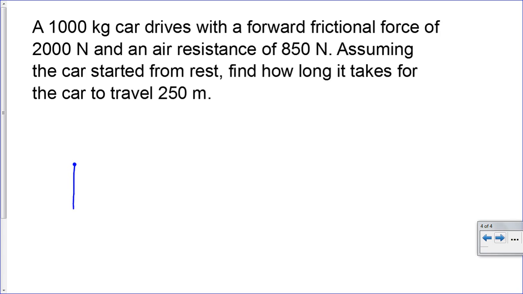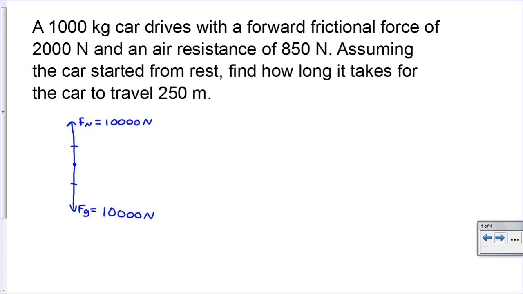Forces on this one, we've got Fg going down. It's 1,000 kilograms, so that means it's going to be 10,000 newtons for its gravitational force. It's not accelerating in the vertical direction, so we know that the normal force is going to equal the same thing as the gravitational force, because those are going to be the same.